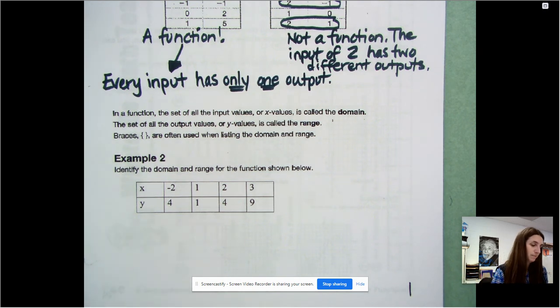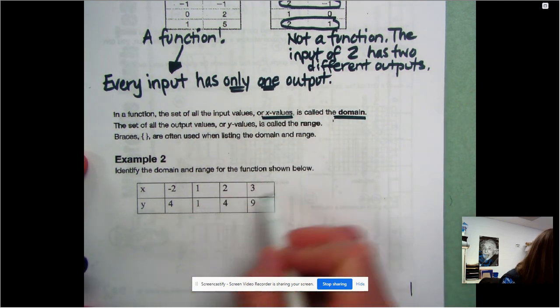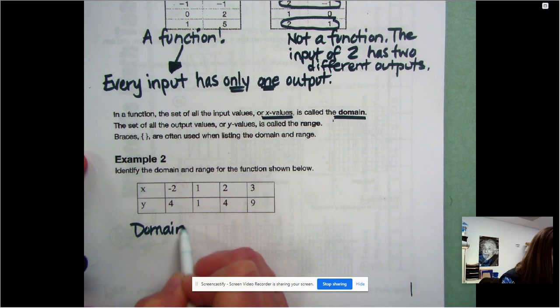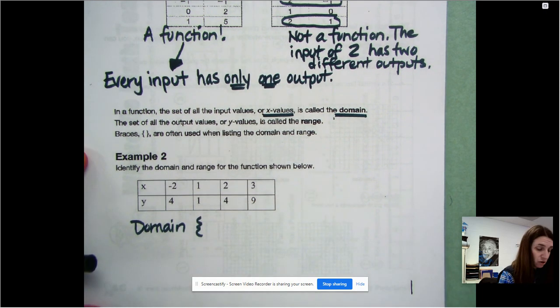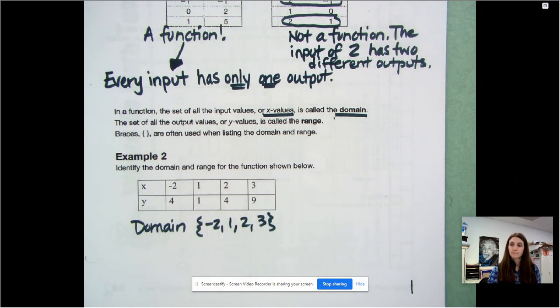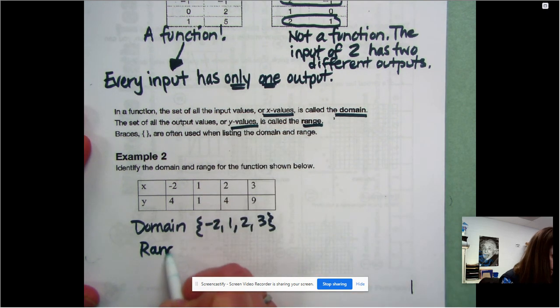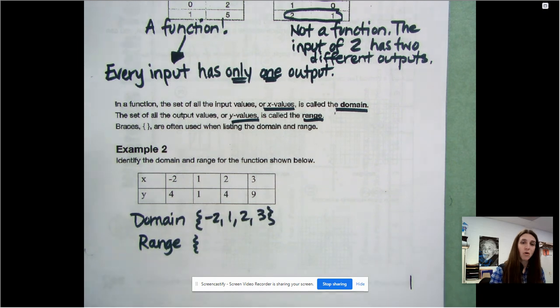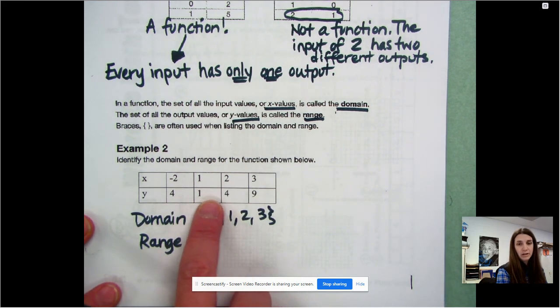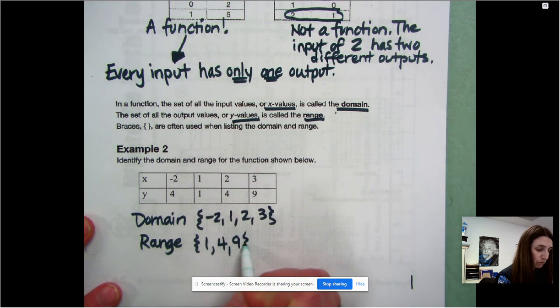So our domain is all of the x values. So we're going to write domain, fancy bracket, and we're just going to list all the x values, -2, 1, 2, 3. And our range is all of the y values. So we're going to state the word range, fancy bracket, and we will write all of the outputs that we see. However, you don't want to ever repeat an output. And as I look across the y's, I see a 1, 2 4s, and a 9. So really our range will be 1, 4, and 9. We don't repeat that second 4.